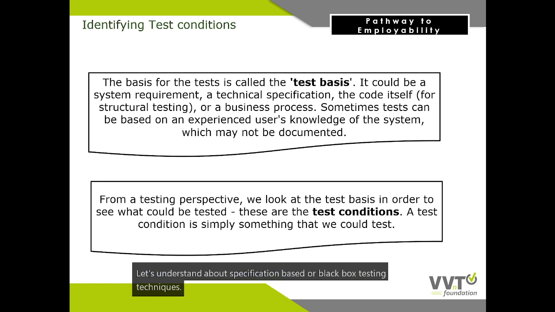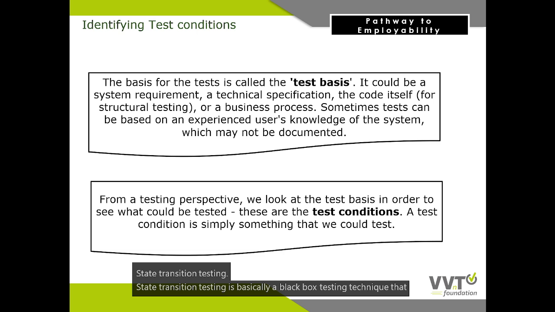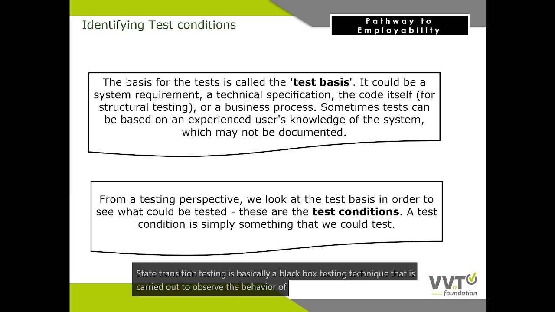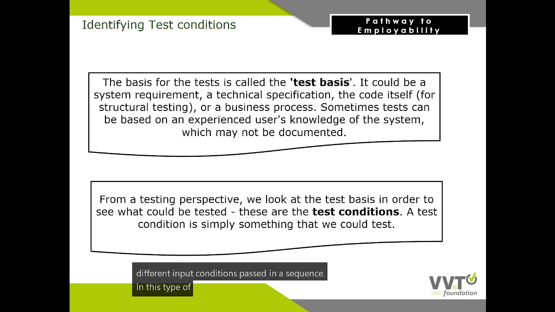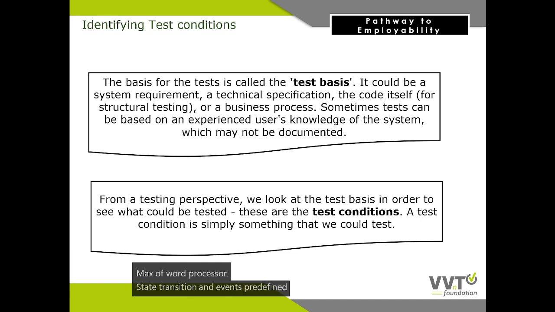State transition testing. State transition testing is basically a black box testing technique that is carried out to observe the behavior of the system or application for different input conditions passed in a sequence. In this type of testing, both positive and negative input values are provided and the behavior of the system is observed. Example: word processor. State, transition, and events predefined by rules of the machine.